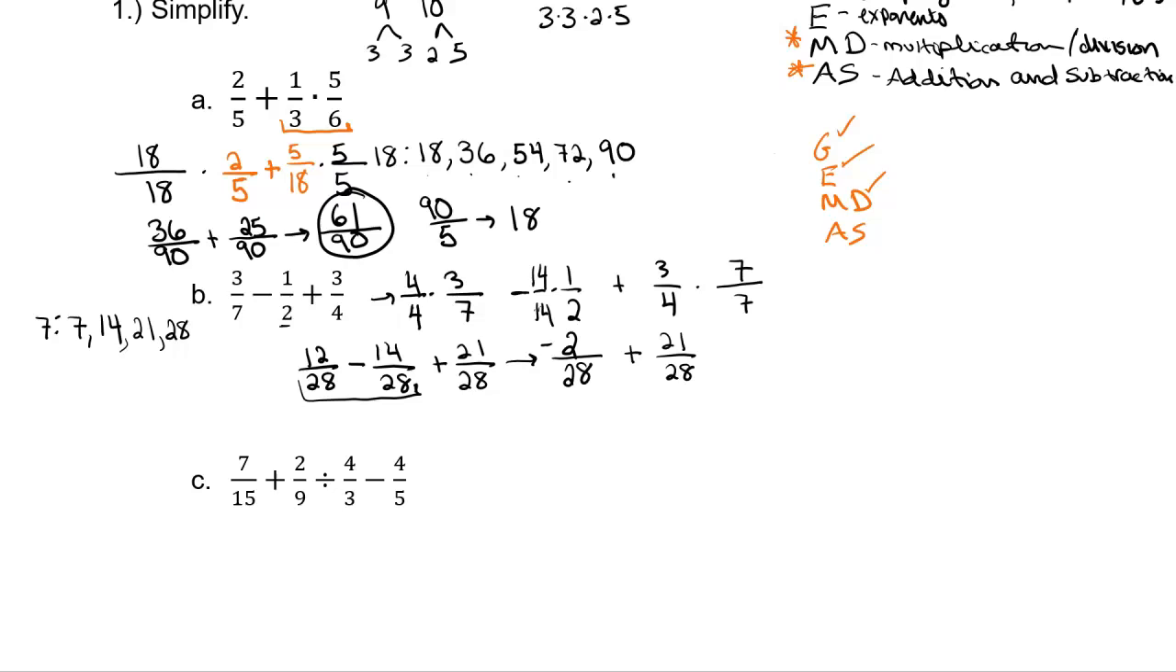Now I'm adding the 21 over 28. So I'm going to do my arrow, draw my line, write 28. Okay, and then I go ahead and do my -2 plus 21, and that gives me positive 19. Well, 19 happens to be prime, so 1 and 19 go into 19. Is 28 divisible by 19? It's not, so I know that this is my final answer.